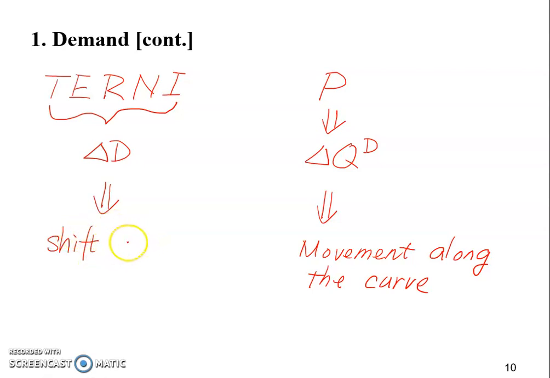More specifically, you would find that if the demand goes up, then we're supposed to shift it to the right. If the demand goes down, we're supposed to shift it to the left. In other words, rightward shift means more, and leftward shift means less.